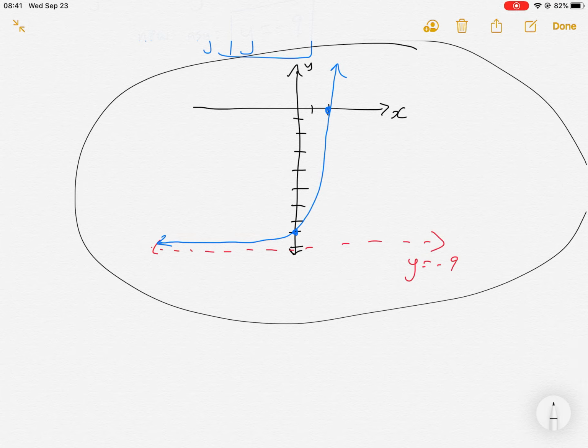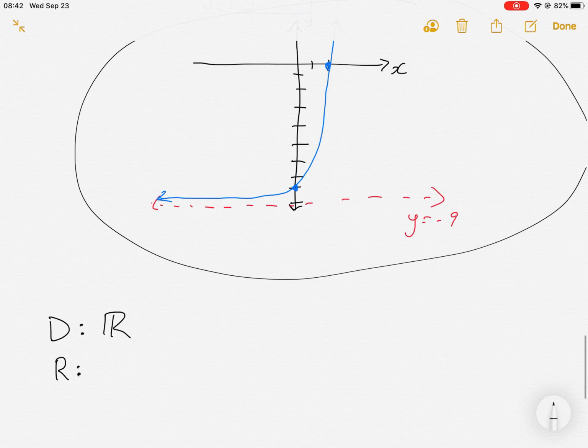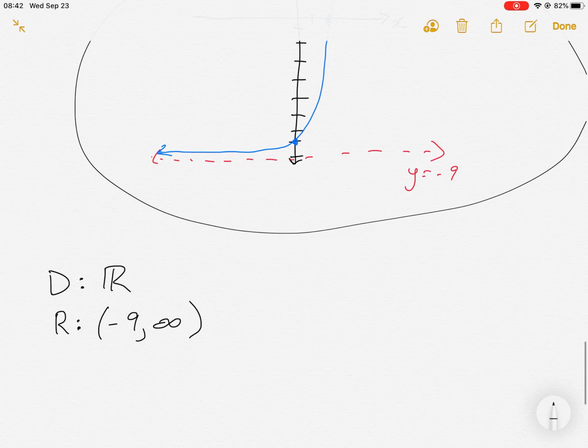To finish this problem off, let's talk about the domain and the range. So the domain remains all real numbers even though I shifted it down. No matter what you do with an exponential function, you could flip it, you could move it, do whatever you want with it, the domain will be all real numbers. The range, however, does change because we went down to -9. It's now going to be -9 to infinity. And that completes our work for this problem.